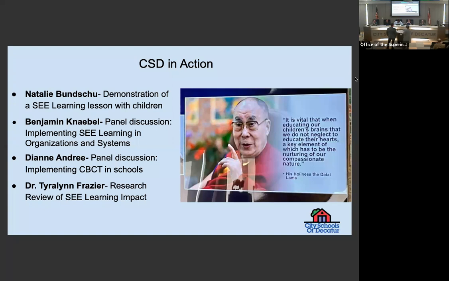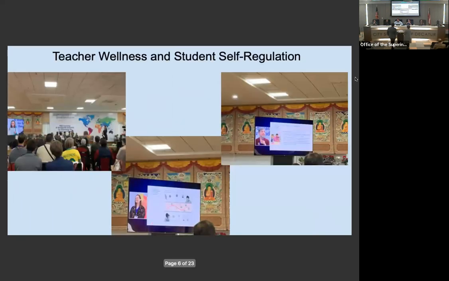And then Ben was on an incredible panel discussion, talking about our implementation, and he has really led that work. I got to talk about the CBCT, which we'll talk a little bit more about later, and then Dr. Fraser from Emory talked about the research she did with our 4th and 5th grade students. These are just some pictures of Natalie's presentation, where she talked about the resilience zone and teaching children how to be in the resilience zone when they're under stress and increasing wellness.